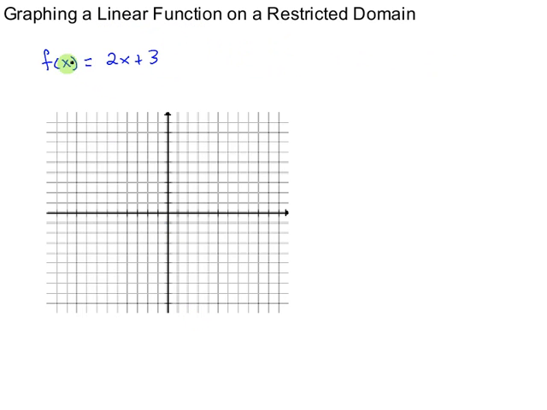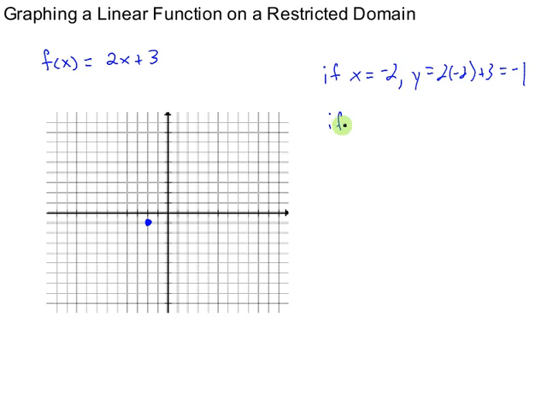So we have the function f of x equals 2x plus 3, and it's a linear function because this x is to the first power, and there are no higher powers of x. So we need 2 points to graph this line. So let's say if x is negative 2, for example, what would y be? Well, y would be 2 times negative 2 plus 3, and that's negative 4 plus 3, which is negative 1. So if x is negative 2, y is negative 1, we get this point.